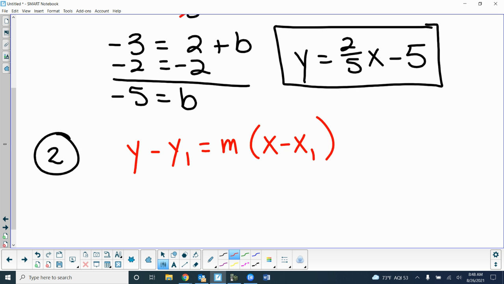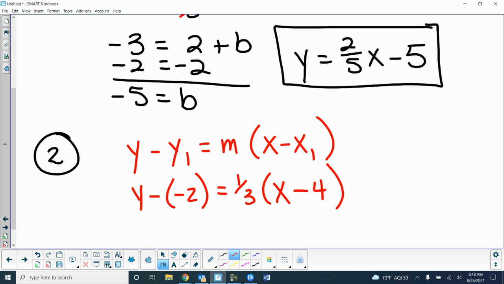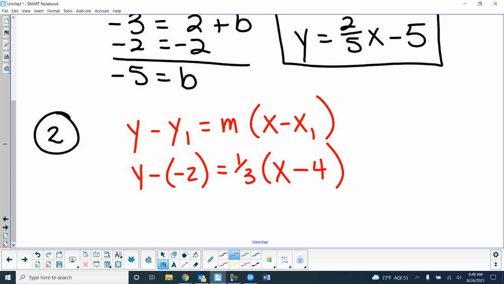So this was easier. So this is y minus, and my y1 is -2, my point. And my slope was 1/3. And then x minus, and the x value of the point was 4. Now what I like to do, that's okay, but when I see minus a negative, I like to make it addition. So, why do I keep writing that equal sign?